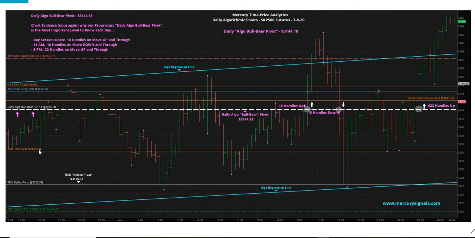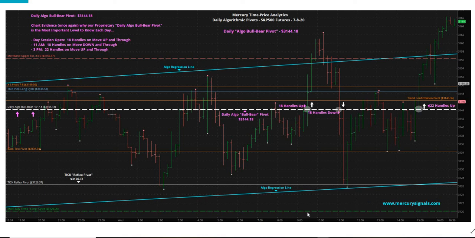31.34. And by the way, the algorithms are decimalized to 2 digits. I know the futures don't trade 34 cents. But you had that move right down to it. When you came back up here, as it crossed up through the daily bull bear pivot, you had a 22 handle move into the close. What we get this evening, who knows? But this is a very simple, very, very effective strategy.